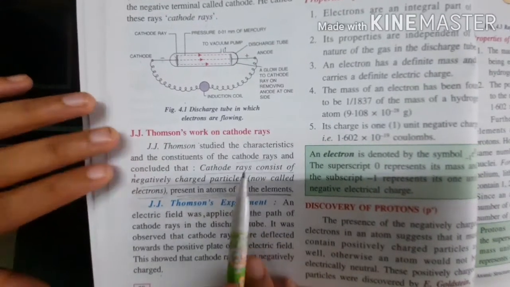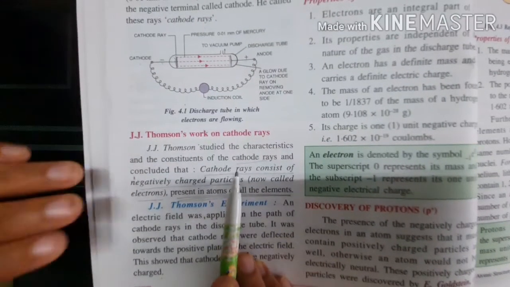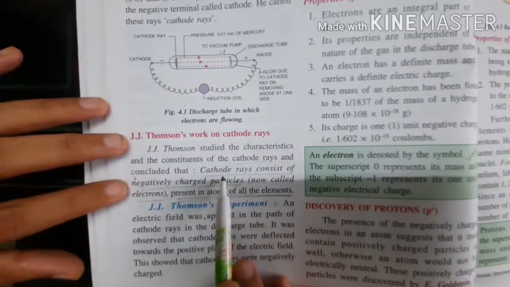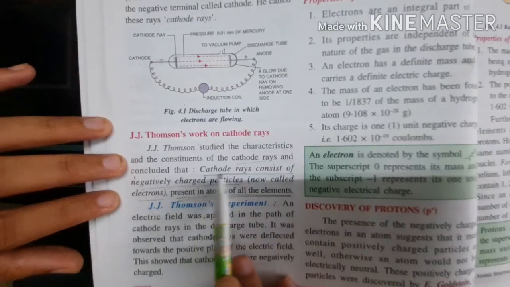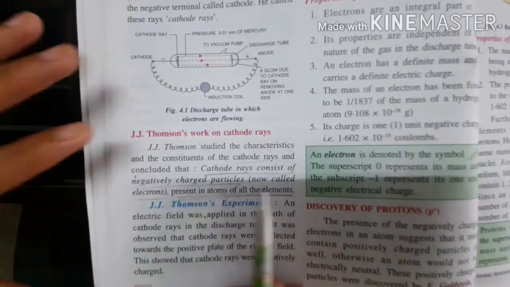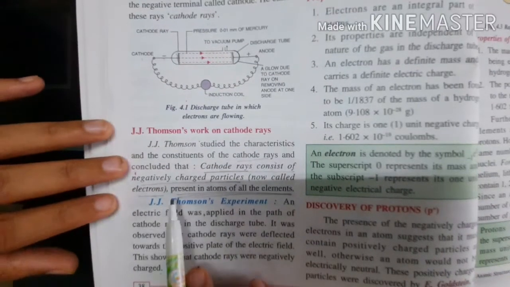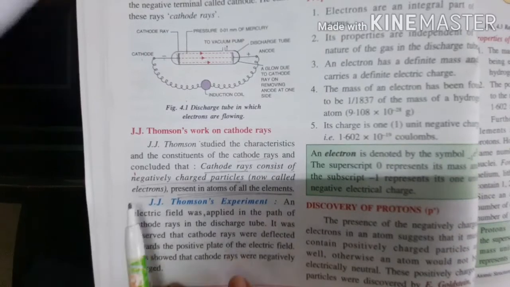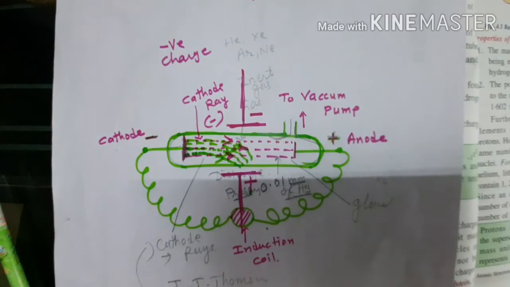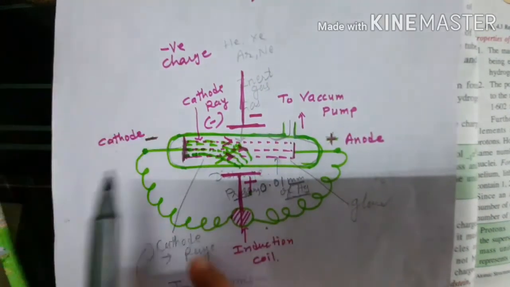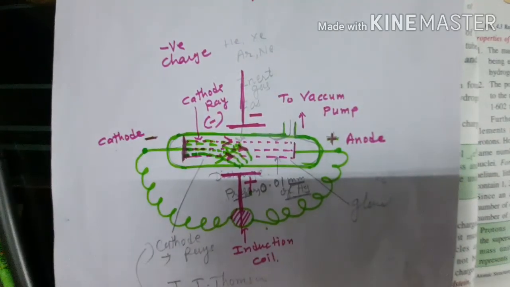What did he conclude? He did some research on cathode rays, and after the research he concluded that the cathode ray consists of a negatively charged particle, and that's why he called it electron. Now how did he conclude that? What he did was, he put the full discharge tube in an electric field.